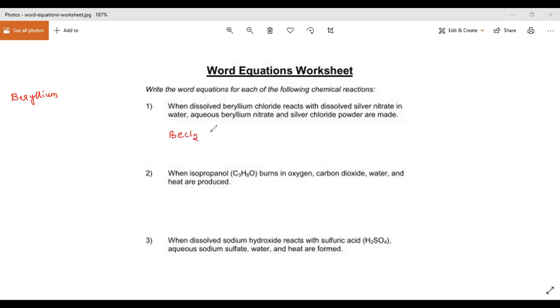BeCl2. Ba is barium; Be is beryllium. Very good. Next, silver nitrate formula. AgNO3. Anybody has doubts? How you got this AgNO3 formula? No doubt, sir.